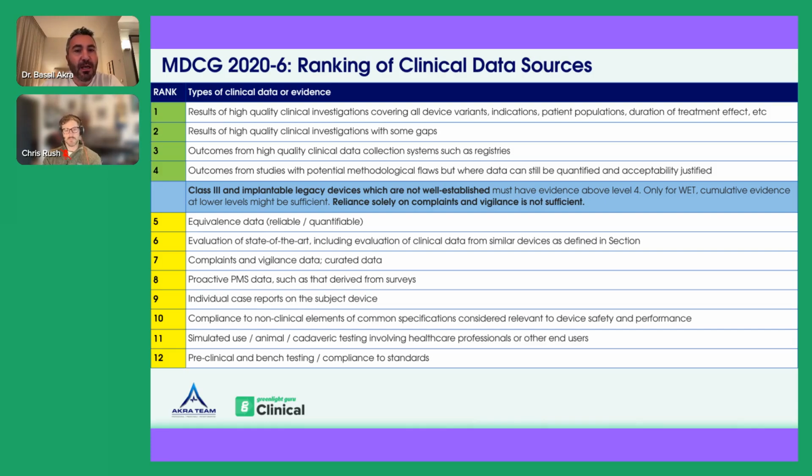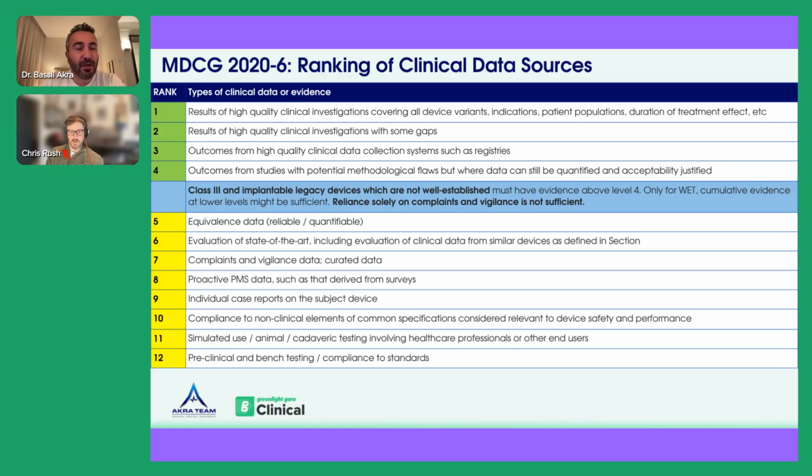a device which is a well-established technology, which is actually not a class 3 device, but perhaps a class 2b device, which is deemed to be also well established, or it is a class 3 device, but it is also well established. Then you can use that combination of data to get that device on the market.